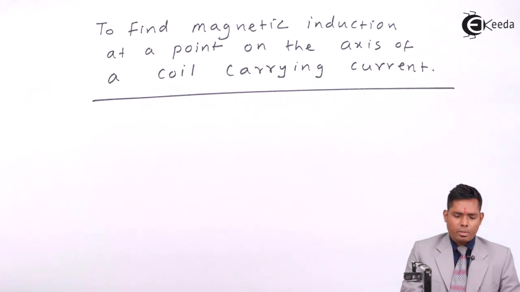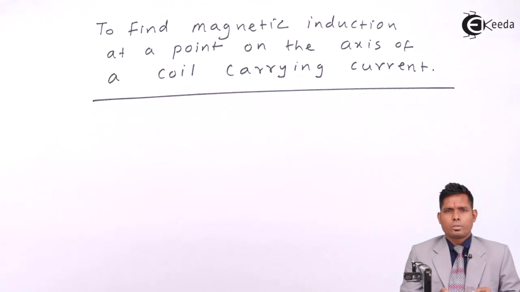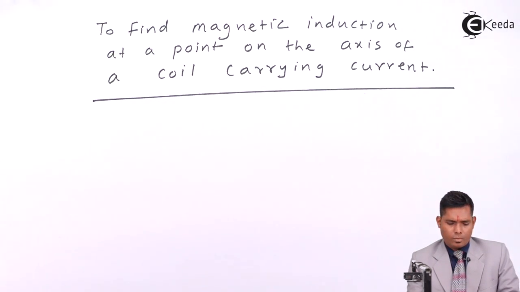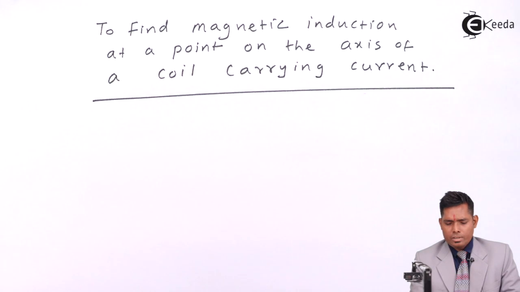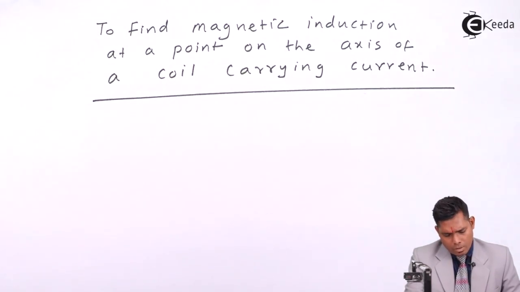Suppose this is the point where I have touched. So this is the point on the axis where I want to find the magnetic induction. Let us say that this distance of the point from the center is x, and we will think one more interesting thing, that this is the coil, this is the circumference.